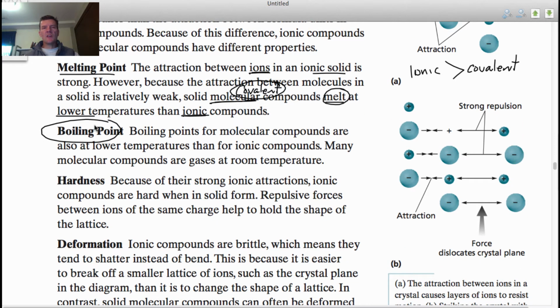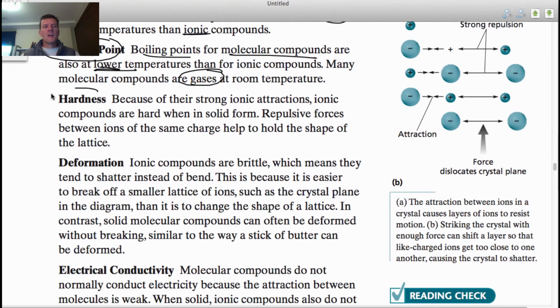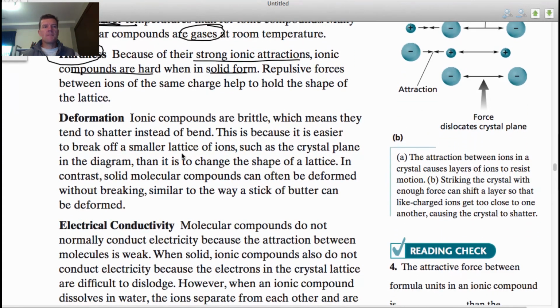Boiling point then: how much energy is it going to take to pull them apart? Similar to melting point, boiling points for molecular compounds are also at lower temperatures. They are going to start to turn into gases at lower temperatures as compared to ionic compounds. That's why many of the molecular compounds are already gases at room temperature. Hardness: ionic bonds are stronger, so with strong ionic attractions, ionic compounds are hard solid forms.